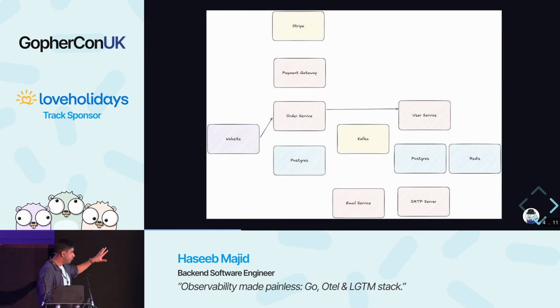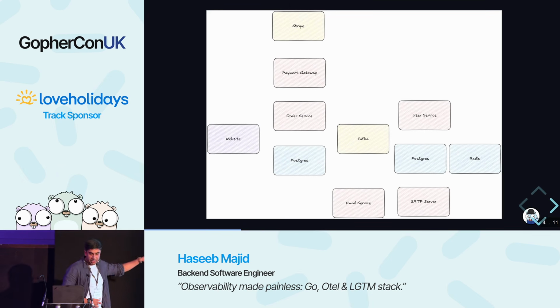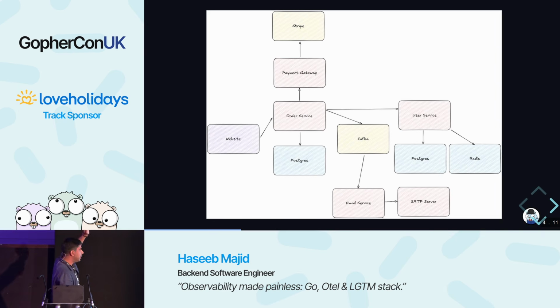Cool. So let's take a look at what an ordering service might look like for our pizza shop. So we've got the website there. The user presses the order button. The order button then goes to our order service, which goes to our user service, which then goes to Postgres and Redis and collects some information, goes back to the order service, which then saves stuff in Postgres. It then goes to the payment gateway, which then goes to Stripe, which then finally we publish an event to Kafka, which is consumed by the email service and goes to our SMTP server to send an email.